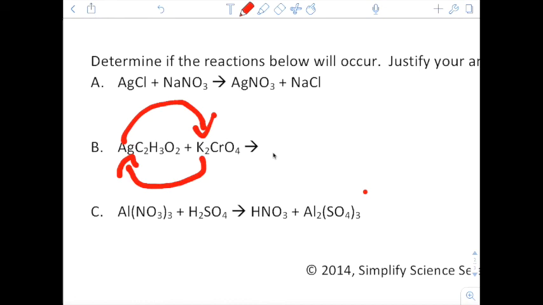Moving on to C. Go ahead and I'll give you the answer here. We're going to have no reaction occurring here because everything is going to be aqueous. So nitric acid is aqueous and our aluminum sulfate is also aqueous. So no reaction in C.